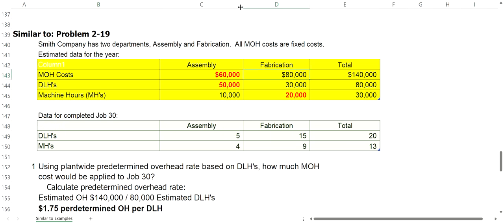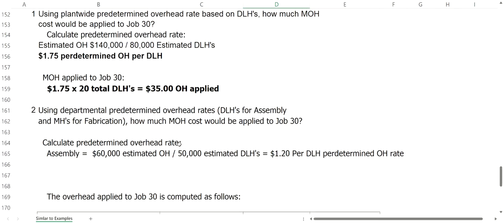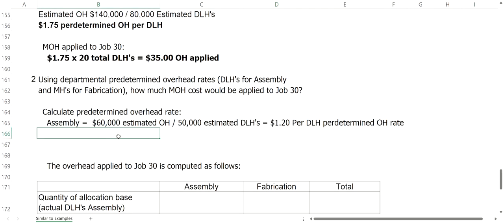Now, remember fabrication, it says base it on machine hours. Okay, fabrication, the estimated overhead for just fabrication, I'll highlight, is 80,000. And for fabrication, the estimated machine hours is 20,000. So I will divide that out. So I will say fabrication.